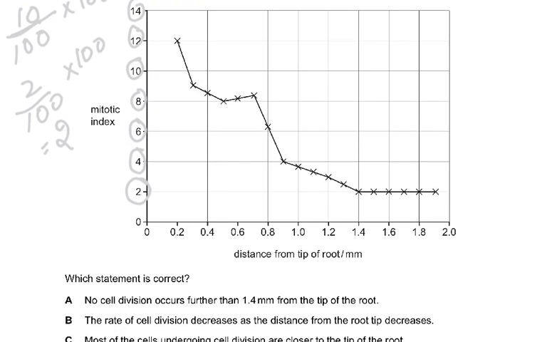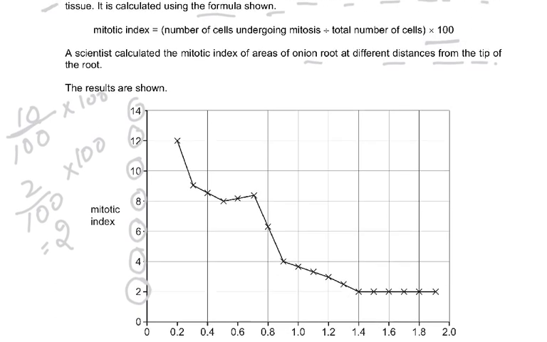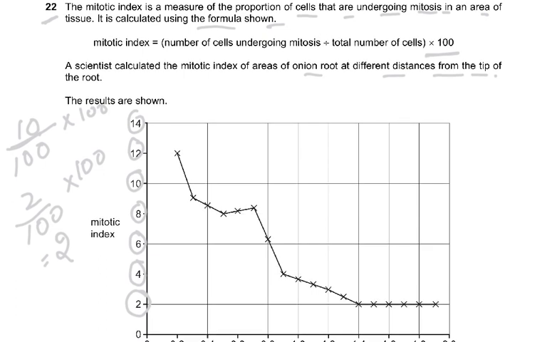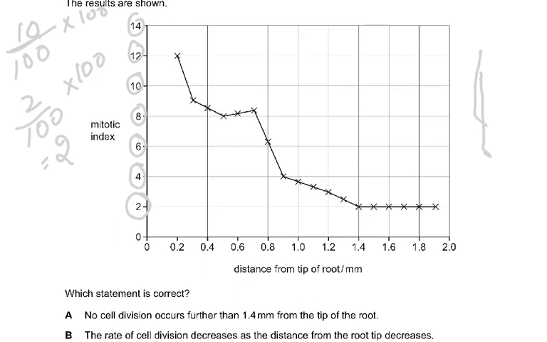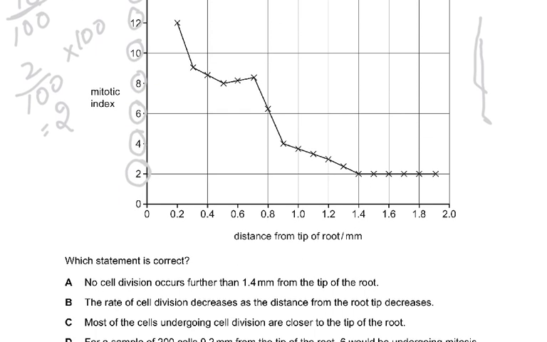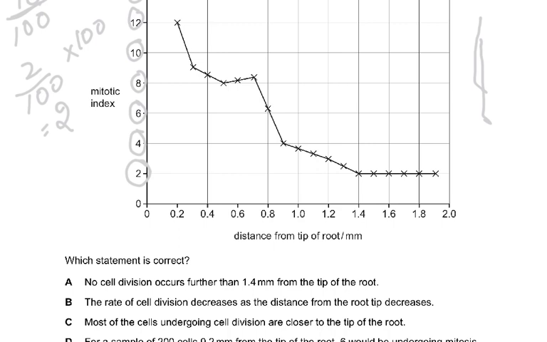Which statement is correct? No cell division occurs further than 1.4 millimeter from the tip of the root. The rate of cell division decreases as the distance from the root tip decreases. Now you look at the graph very carefully, and then you see if that is correct or not. So you can see that that's not correct. Most of the cells undergoing cell division are closer to the tip of the root. Yeah, we can see that.